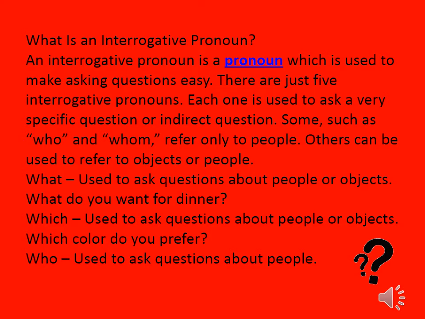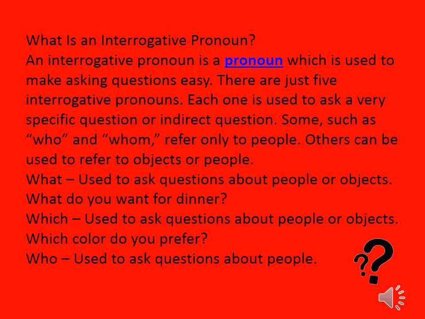The next kind of pronoun, children, is an interrogative pronoun. An interrogative pronoun is a pronoun which is used to make asking questions easy. There are just 5 interrogative pronouns. Each one is used to ask a very specific question or indirect question. Some, such as who and whom, refer only to people. Others can be used to refer to objects or people.